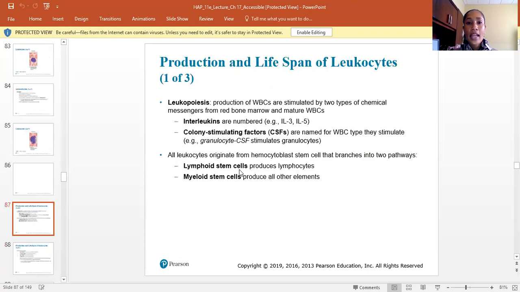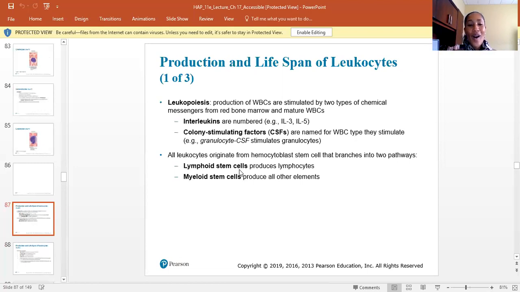All right. In terms of the production and lifespan of leukocytes, we'll go over this pretty quickly. The process of producing white blood cells is leukopoiesis, and the production is stimulated by two types of chemical messengers from red bone marrow and mature white blood cells. We have interleukins, which are numbered, and colony stimulating factors, which are named for the white blood cell types that they stimulate. For instance, one that stimulates a granulocyte like a neutrophil is a granulocyte colony stimulating factor.